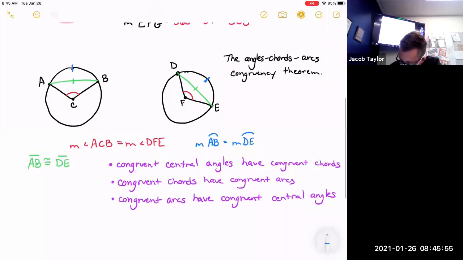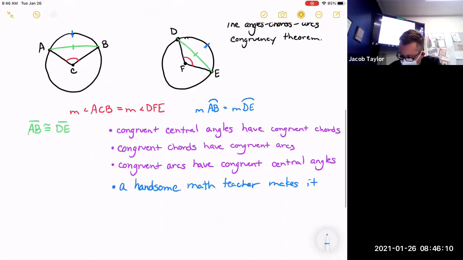And finally, you can learn a handsome math teacher makes it easier to concentrate. Well then, oh well, I can fail that.